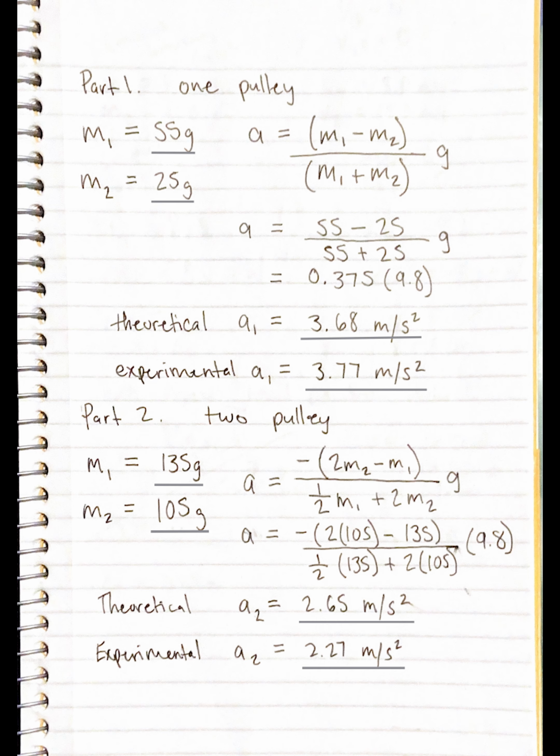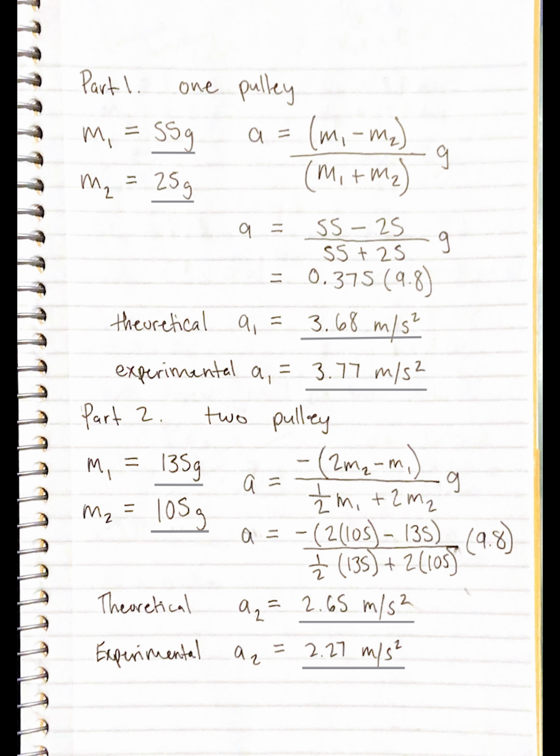For the next part of the lab, we used 2 pulleys and again calculated the theoretical acceleration, but with a different equation. The second equation is 2 times the difference between our masses divided by the sum times 1/2 times gravity. This equation gave us a theoretical acceleration of 2.65 meters a second squared.